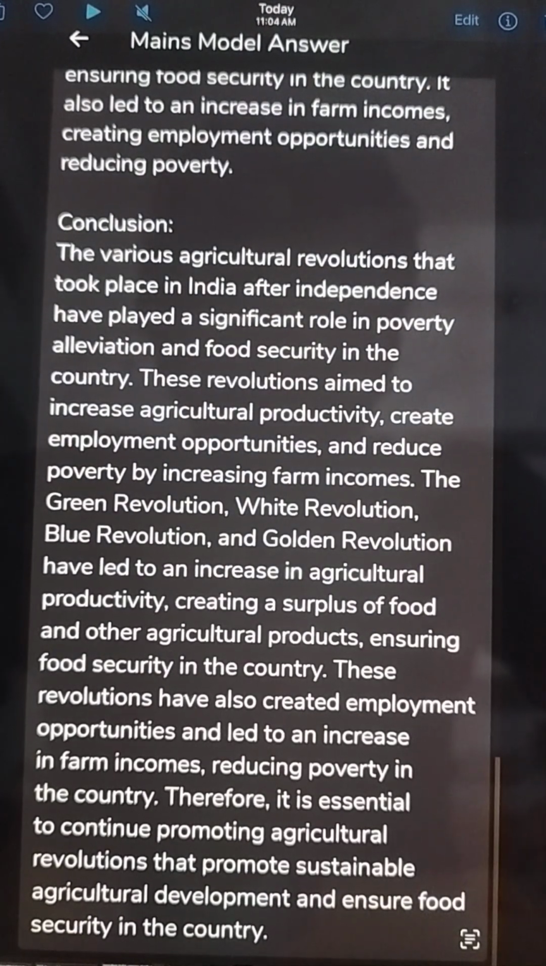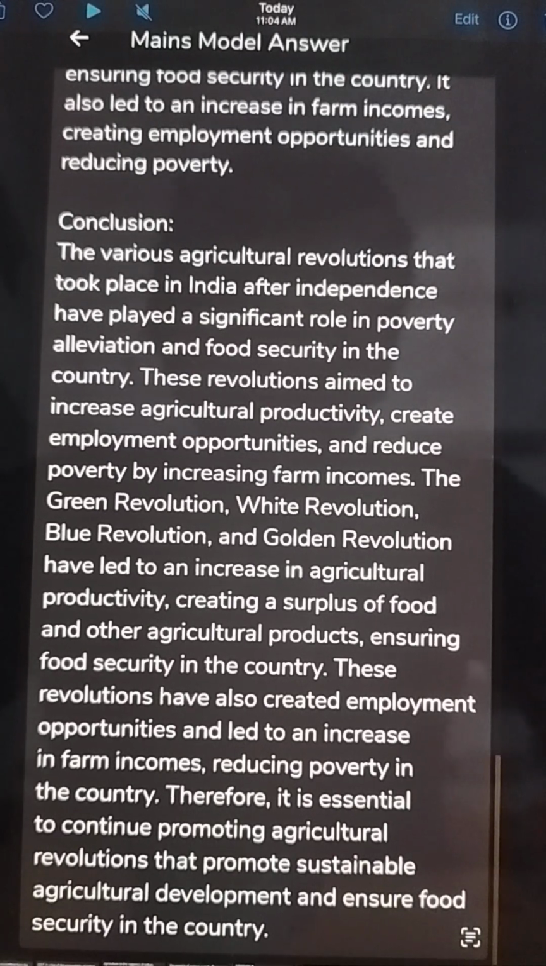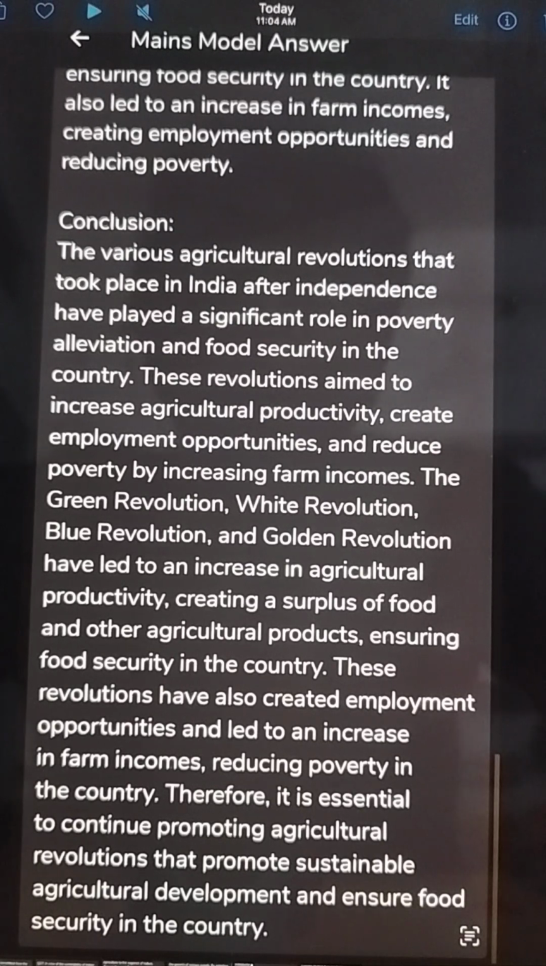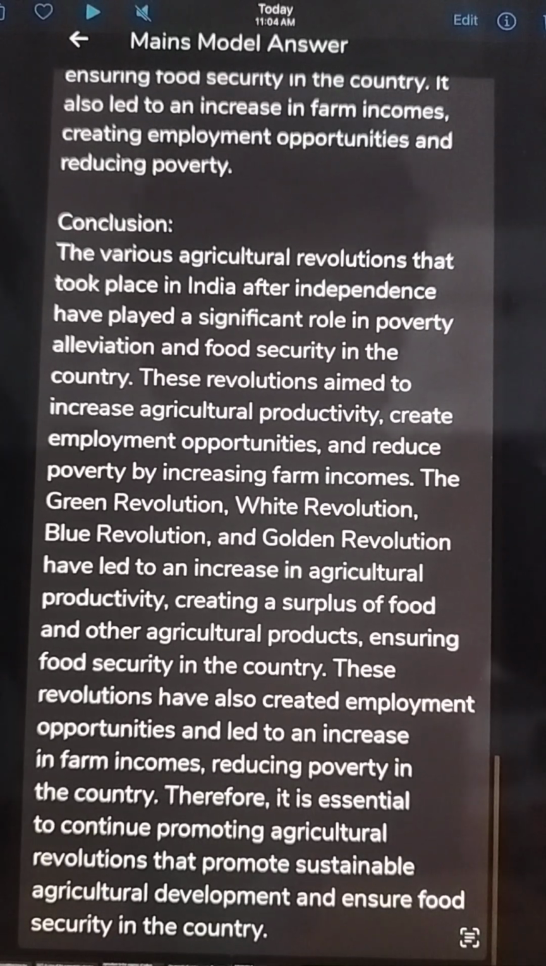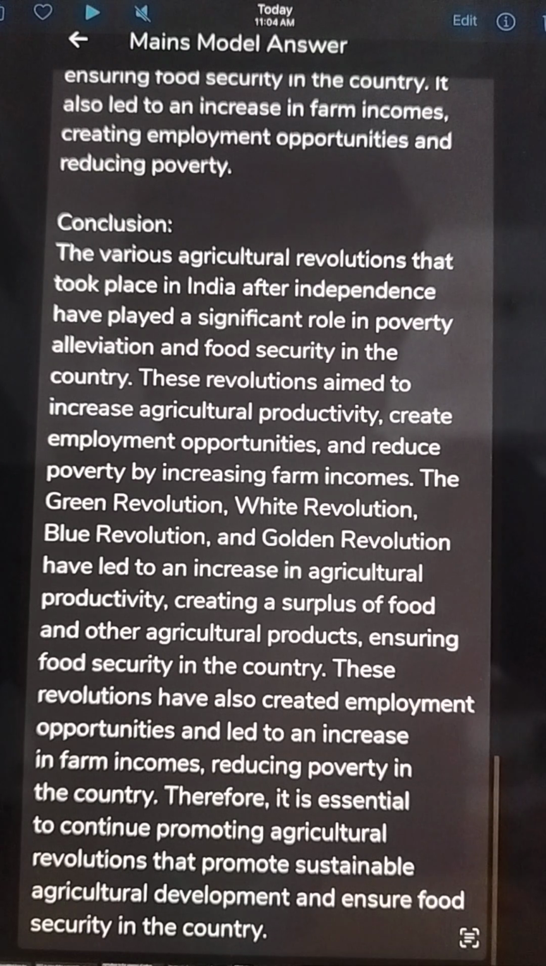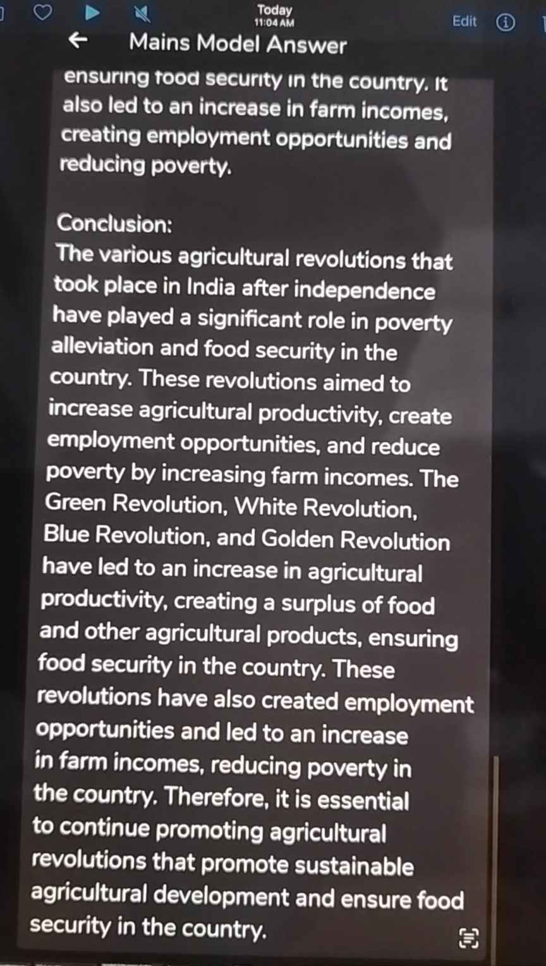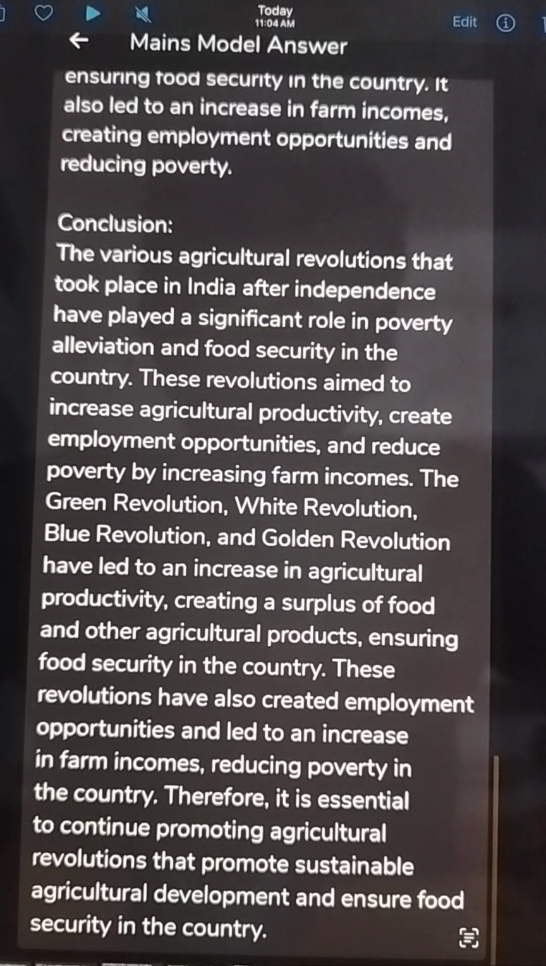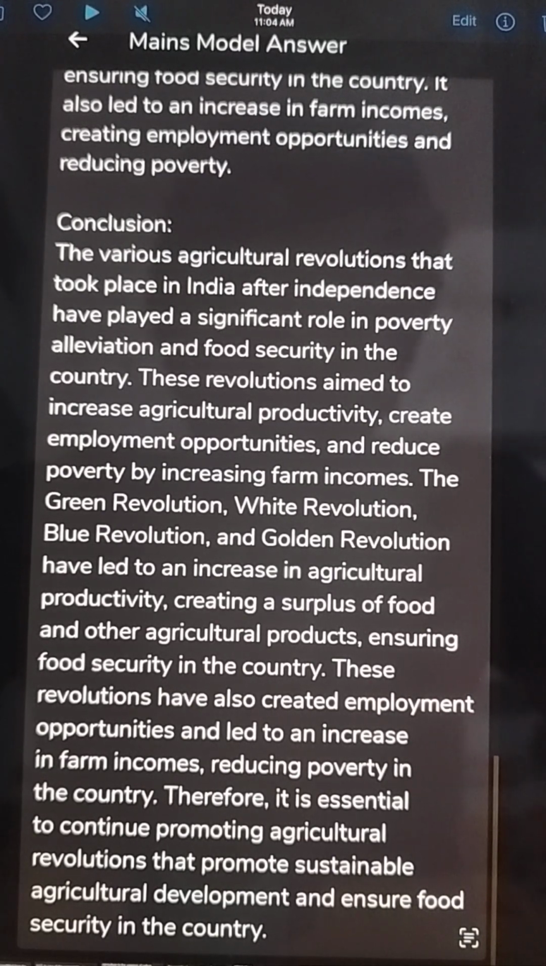The various agricultural revolutions that took place in India after independence have played a significant role in poverty alleviation and food security in the country. These revolutions aimed to increase agricultural productivity, create employment opportunities, and reduce poverty by increasing farm incomes. The Green Revolution, White Revolution, Blue Revolution, and Golden Revolution have led to an increase in agricultural productivity, creating a surplus of food and other agricultural products, ensuring food security in the country. These revolutions have also created employment opportunities and led to an increase in farm incomes, reducing poverty in the country. Therefore, it is essential to continue promoting agricultural revolutions that promote sustainable agricultural development and ensure food security in the country.